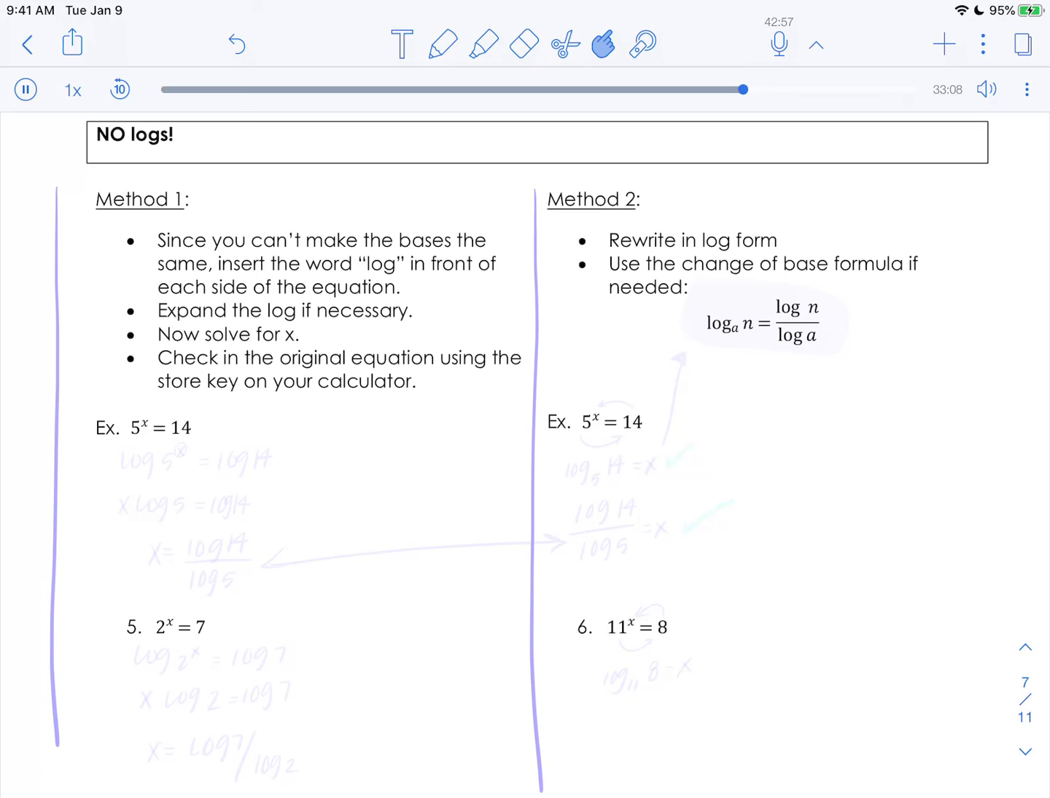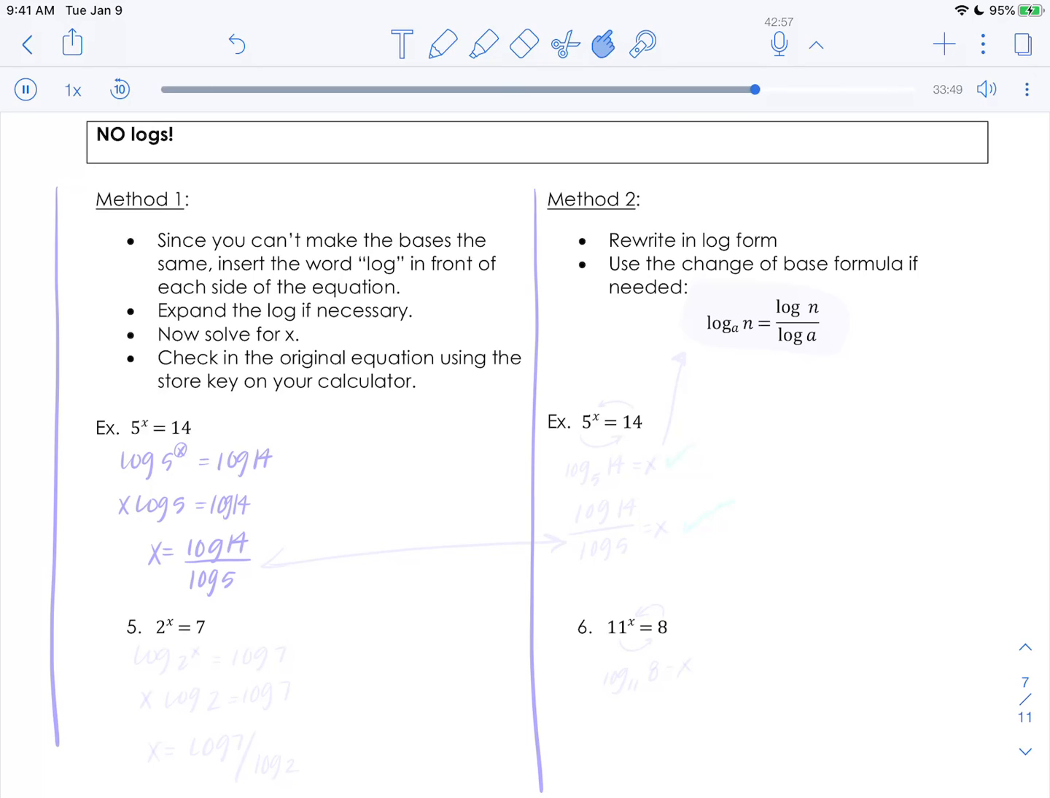First method, you're going to take the log of both sides. Literally you're just going to slap a log on both sides. So this becomes log 5 to the x equals log 14. Because what you do to one side, you need to do to the other. Since we have our exponent right here, we need to bring that down. So x log 5 equals log 14. We want x by itself, so we just divide both sides by log 5. So we have x equals log 14 divided by log 5.